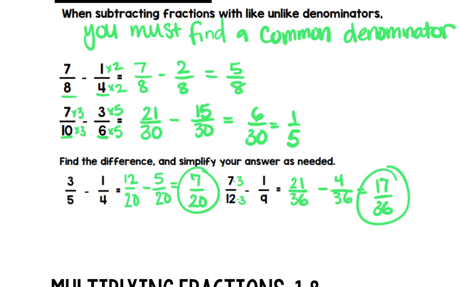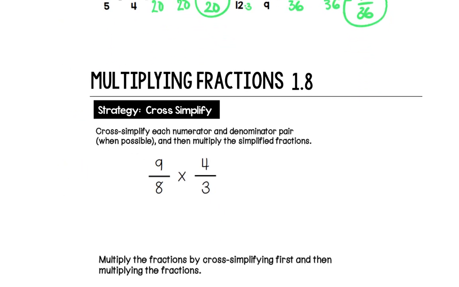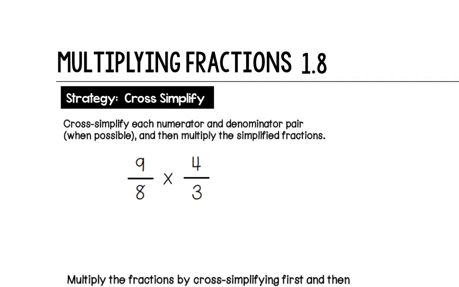Okay, let's get into multiplying fractions. So one strategy I want you to try is cross-simplifying. So we're going to try to cross-simplify each numerator and denominator pair, and then we're going to multiply the simplified fraction. It's going to be so much easier. Again, you can use your calculator with the ABC button, and that will give you a fraction, but let's just get into some cross-simplification here.